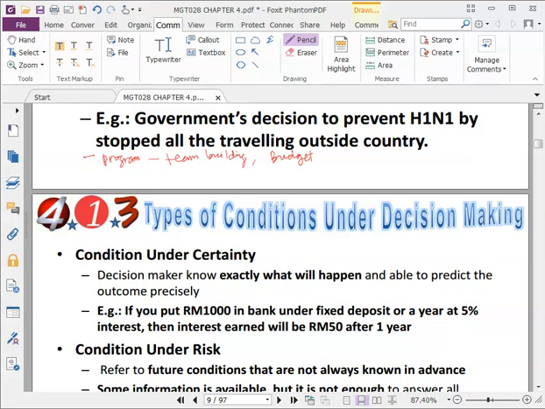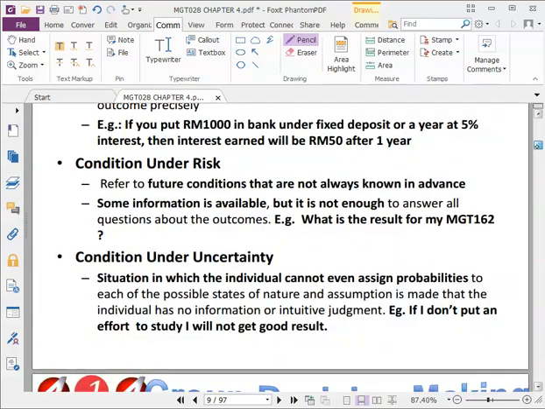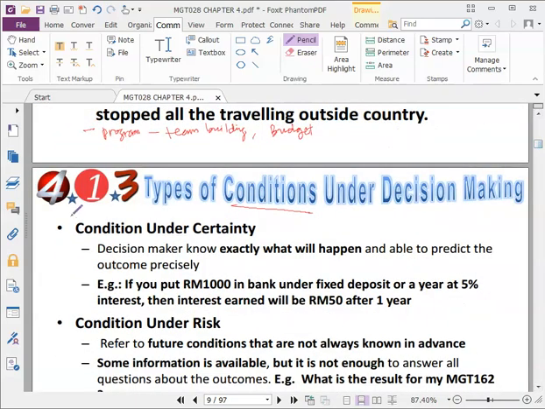Okay, so 3 types of condition. Okay, yang atas tadi types of decision making, but then here is about types of condition under decision making. Okay, the first condition is under certainty. Okay, decision maker know exactly what will happen, and able to predict the outcome precisely.